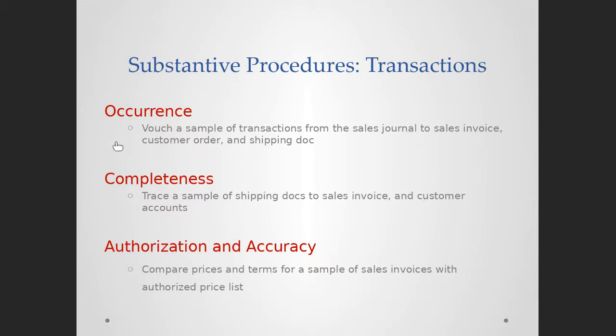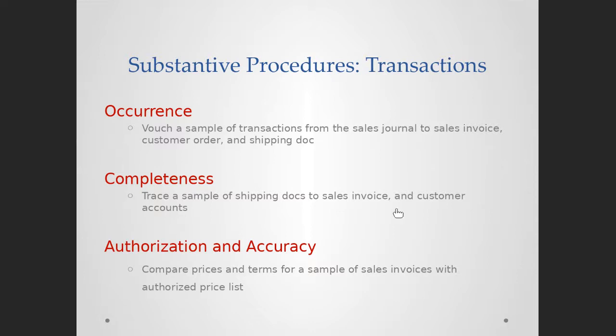So you're vouching, you're going back from the sales journal. Sales journal is the last thing that happens, but you want to make sure that it is not a bogus entry. So you go back. That's called vouching, right? You go back from the sales journal to all those documents to make sure that those transactions actually took place. Are you following? Is that clear?